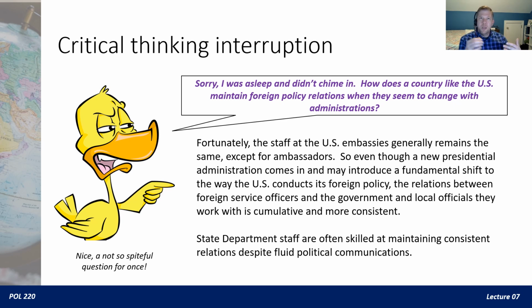Well, fortunately, and again, I have the purview of having worked with foreign policy leaders, the staff at U.S. embassies generally remain the same from one president to another because they're protected. They're federal service officers, with the exception of the ambassadors. So when a new president of a political party comes in, they're probably going to replace that ambassador. So even though a new presidential administration comes in, the day-to-day work is largely the same.